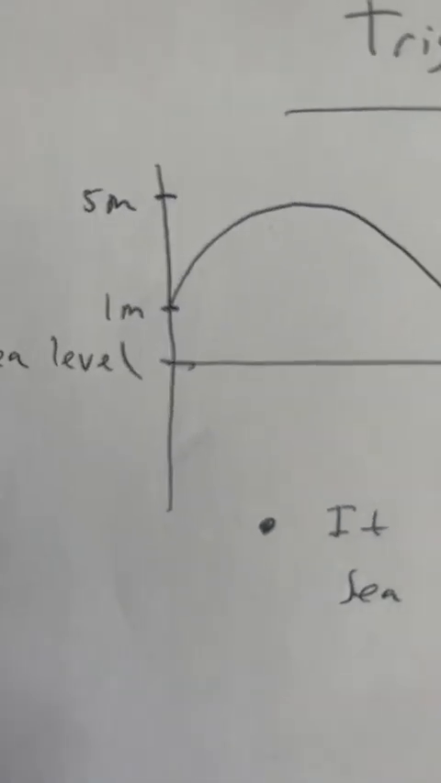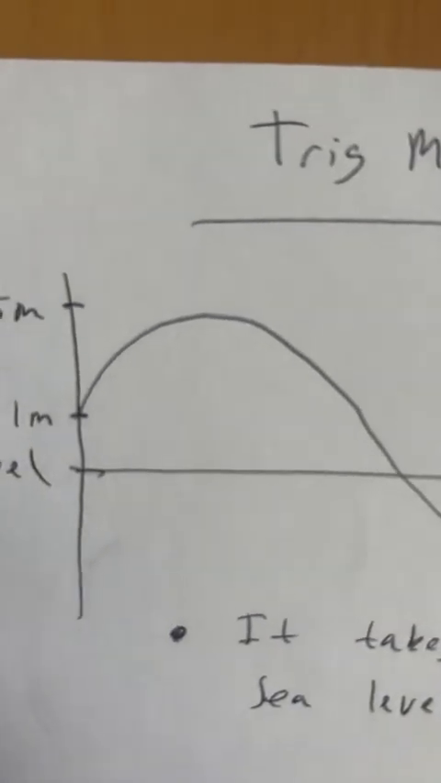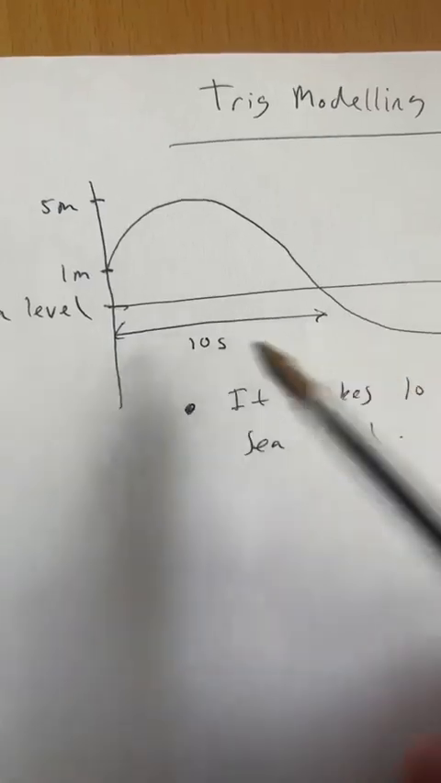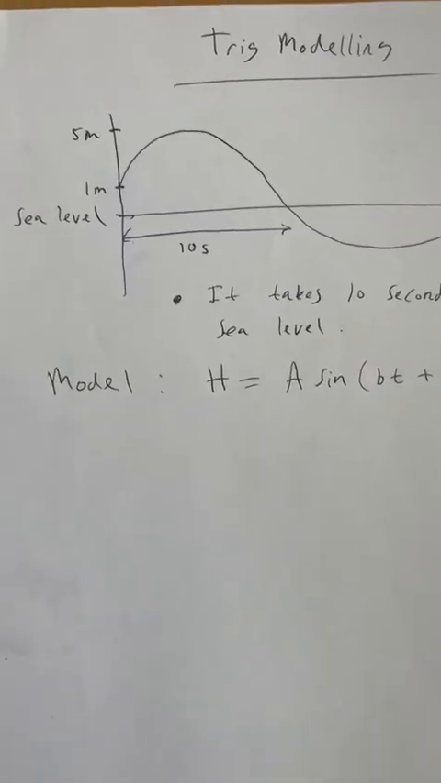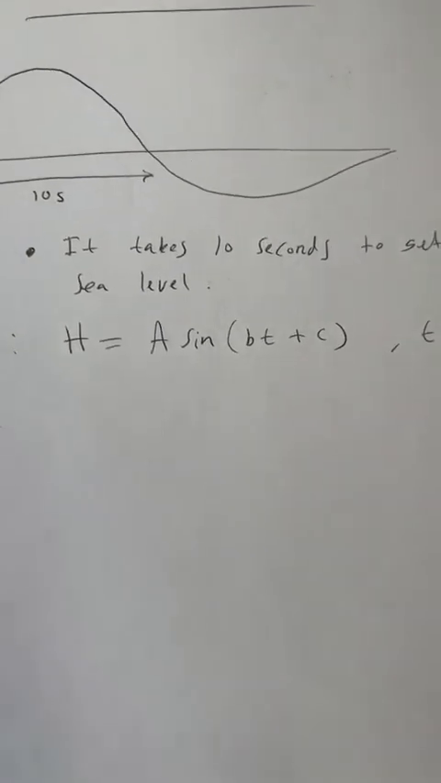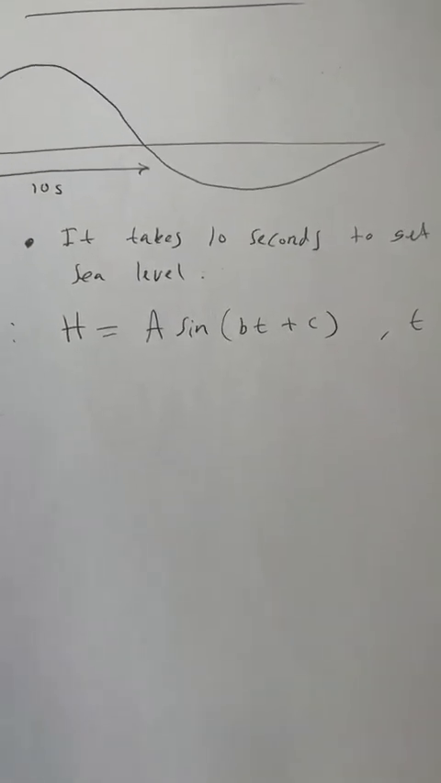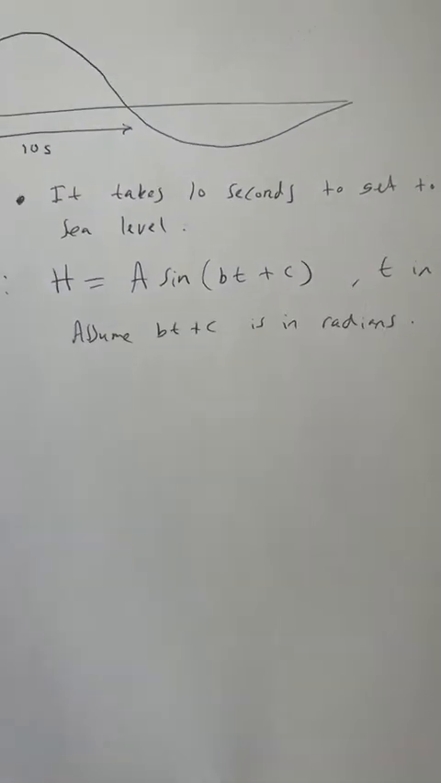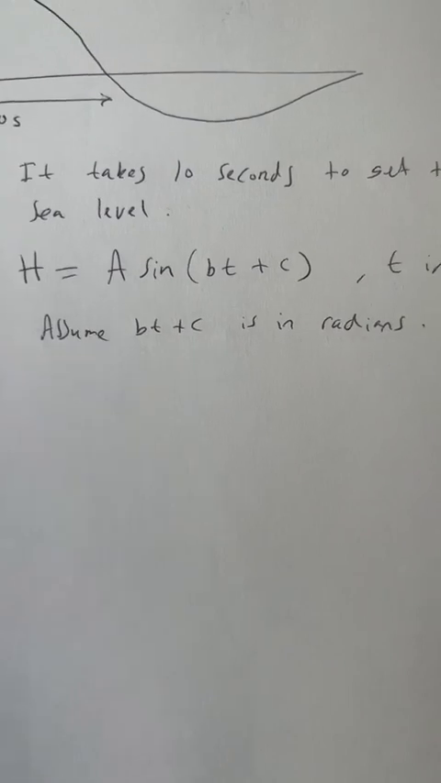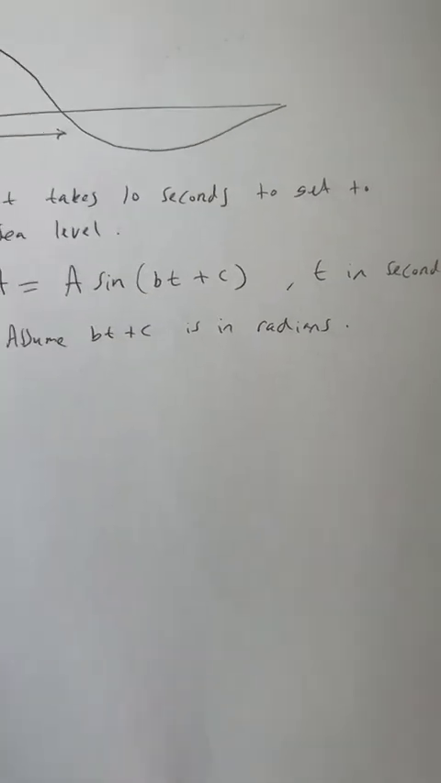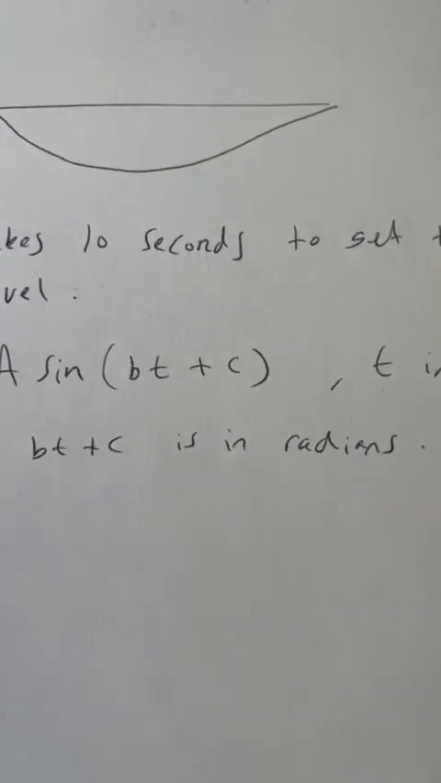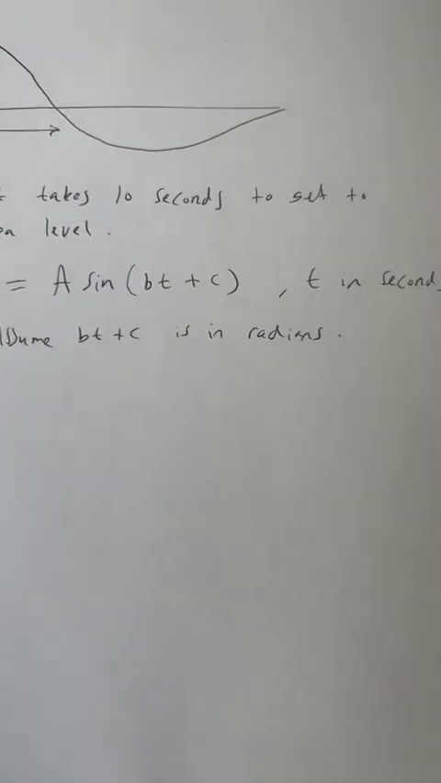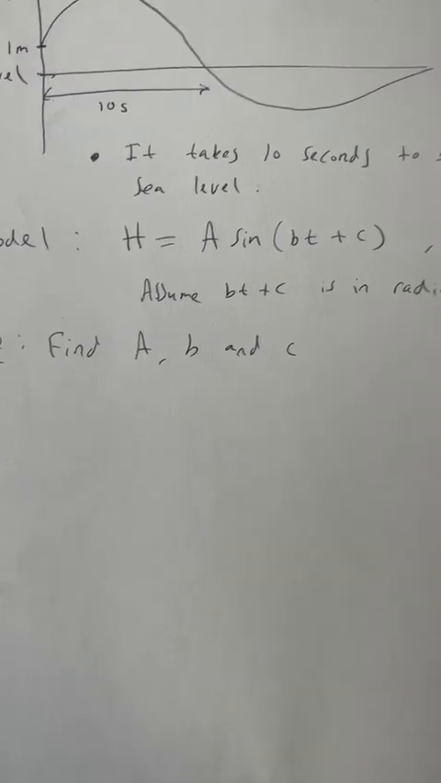So starting from this 1 meter height, we go up to 5 meters and then back down to sea level. That journey takes 10 seconds. Let's say the model for this journey is h = a sin(bt + c), where h is the height and t is in seconds. We'll assume the angle bt + c is in radians. It could be degrees, depending on the question. If they put a degree symbol in the angle, then it's degrees. If not, assume it's radians. So the question is to find a, b and c.